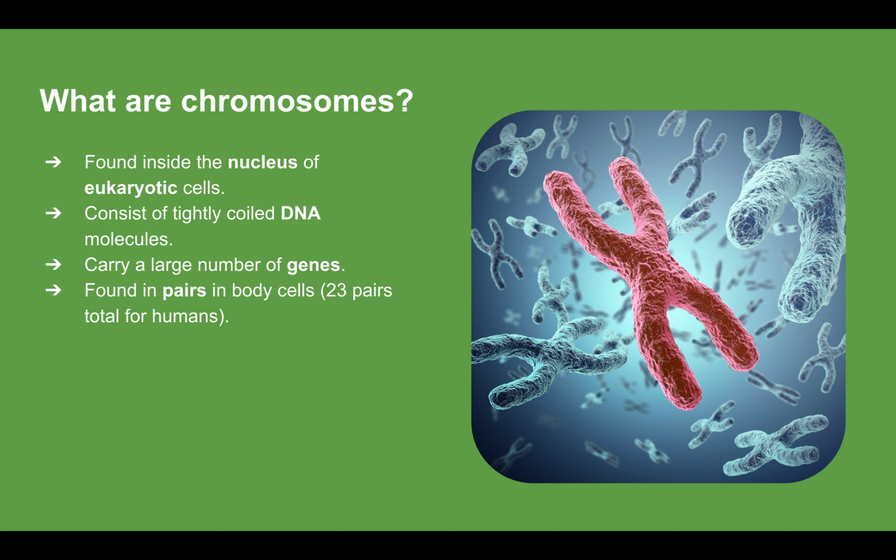So first of all, what are chromosomes? Well, chromosomes are found inside the nucleus of eukaryotic cells, that is animal and plant cells. They consist of tightly coiled DNA molecules. They carry a large number of genes which define your characteristics, and they are found in pairs in body cells, and there is 23 pairs in total for humans.